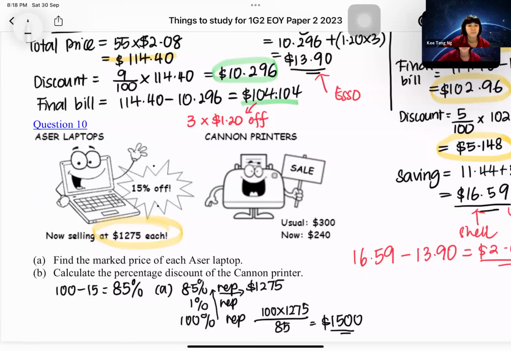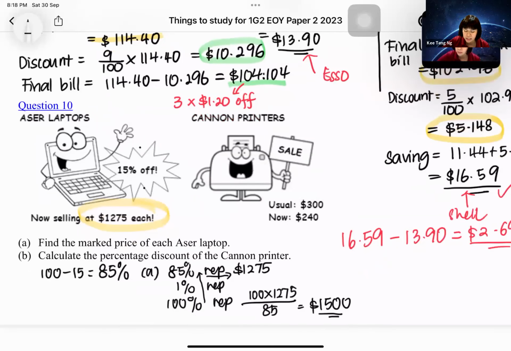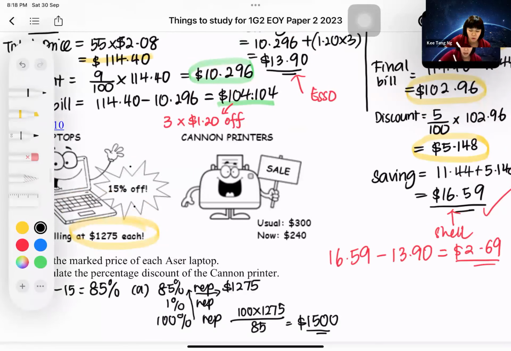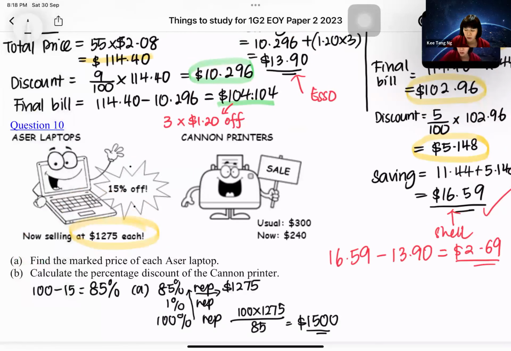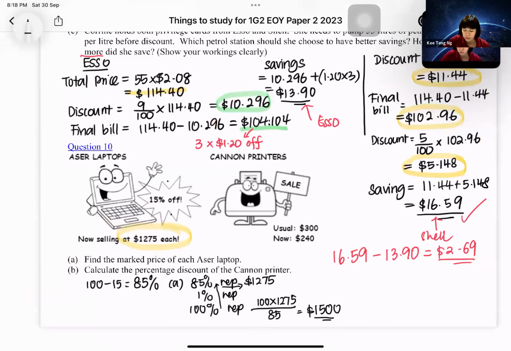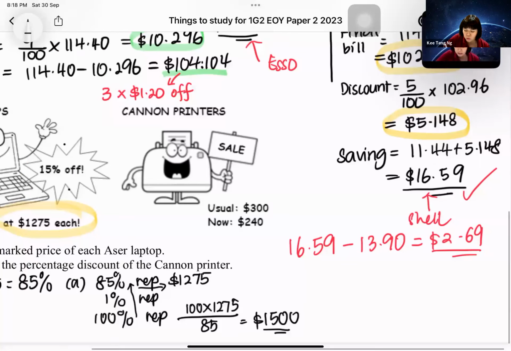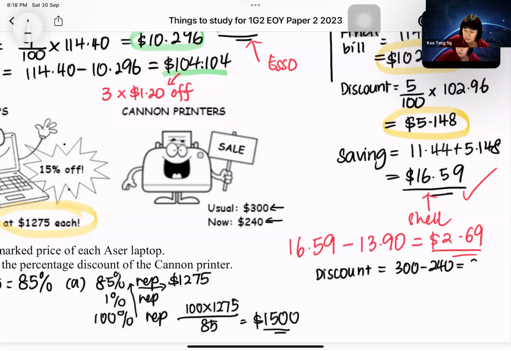Next part, calculate the percentage discount for the Canon printer. When they ask you to find percentage discount, first we find the discount. Oh, I got no space to write. Where can I write this? Okay, I write this here. Originally $300, now $240. First, I find my discount. That will be 300 minus 240, $60.